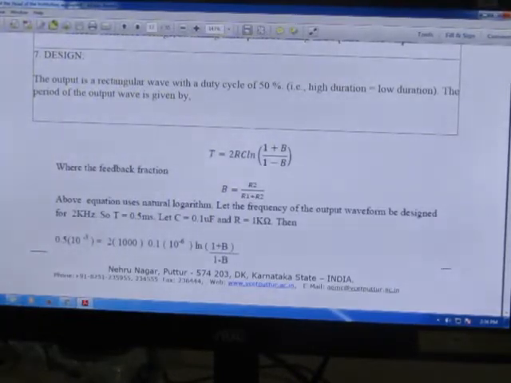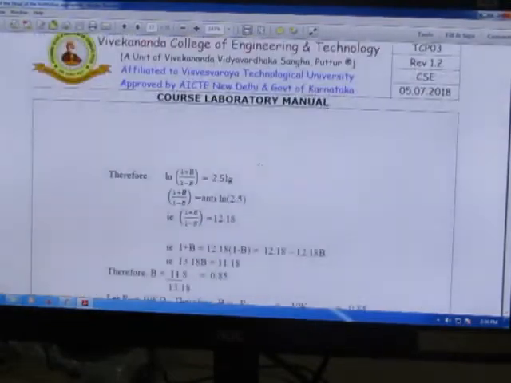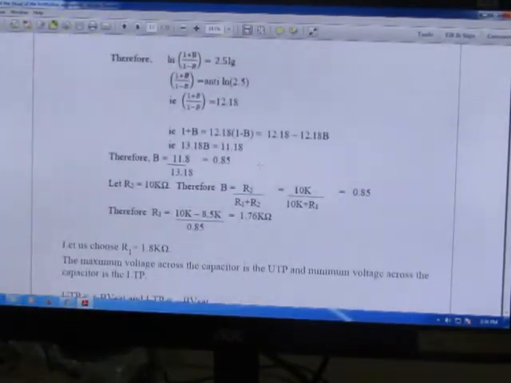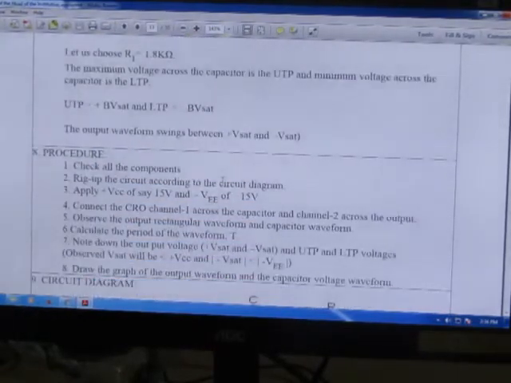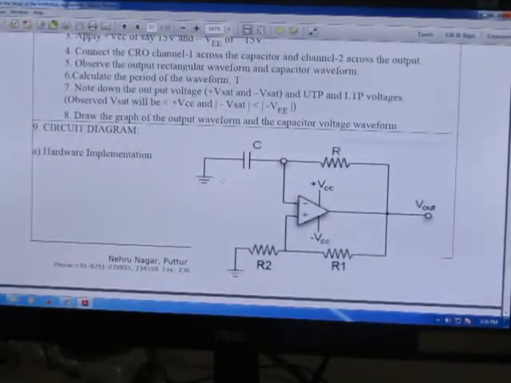And when we apply these values in the equation, T equals 2 into RC into the natural logarithm of (1 plus B) divided by (1 minus B), we can get the R1 and R2 values. So our R1 value will be 1.8K and R2 value will be 10K. Right. So this is the requirement for this experiment: R1, R2, then R and the capacitor.